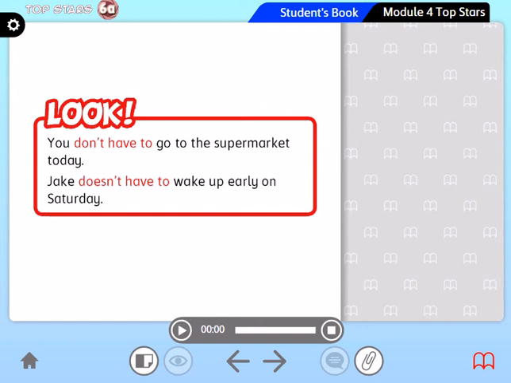Do you think when this structure is used? I think it is used to talk about lack of obligation. Very good. We use have to, don't have to. We use don't have to talk about lack of obligation, when something is not necessary to do. So you don't have to go to the supermarket today. You can go tomorrow.